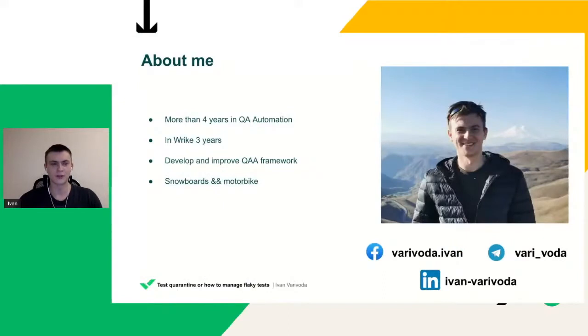First of all, let me introduce myself. Again, my name is Ivan Varivoda. I am QA automation technical lead in Wrike, and I have been working in QA automation for more than 4 years. For the last 3 years, I have been working for Wrike, where I develop and improve our key automation framework and key automation infrastructure. I also like skiing and riding a motorbike. In the bottom right corner, you can see my contacts, so feel free to ask me about this presentation.